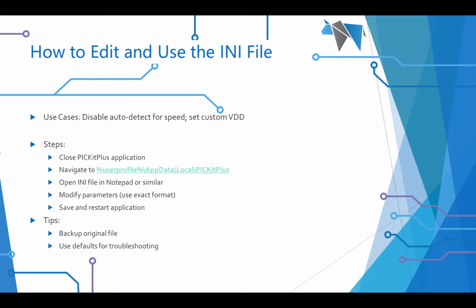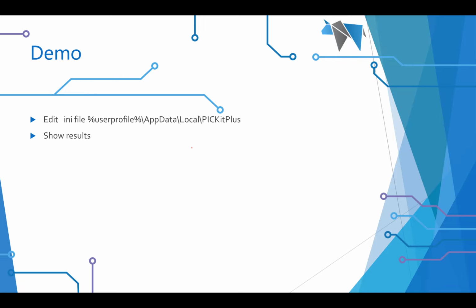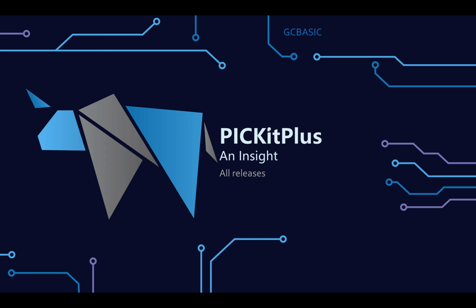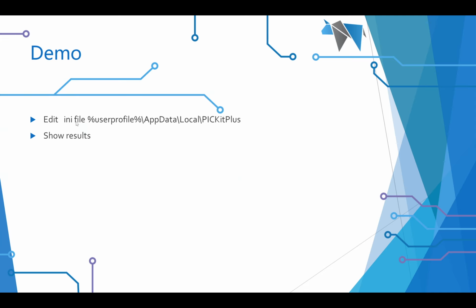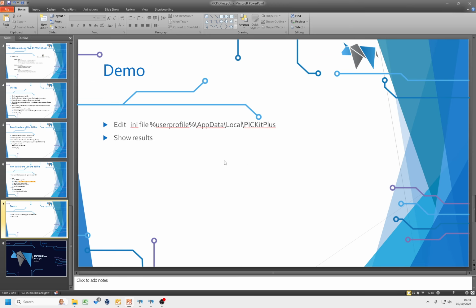So I'm just going to take a copy of this address here. Oh no, I'll come back to that in a minute. Okay. So let's go through it. I wanted a copy of this location. Oh, let me have a look. So we're going to edit the ini file in that location and show the results. Okay. Let me just come out of PowerPoint. There we go. I'm out of PowerPoint. I only wanted this file location. That's why I came out of PowerPoint.